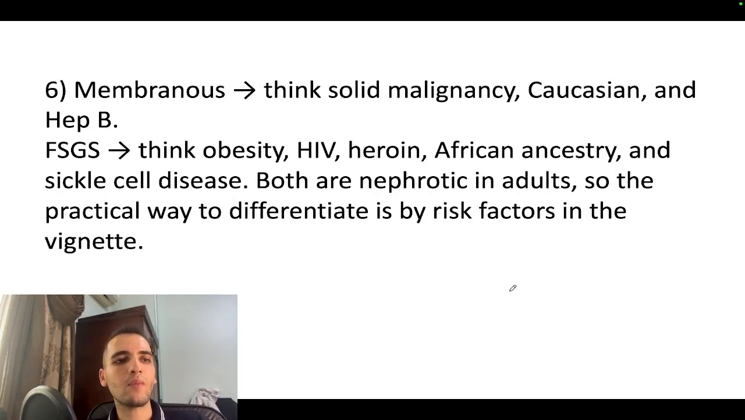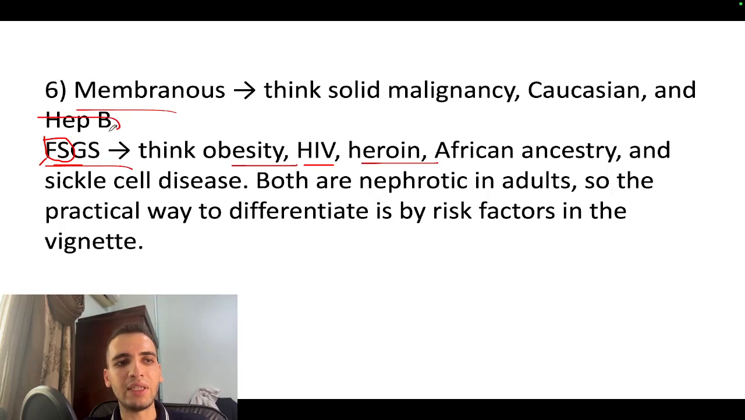Okay. Now, the next concept is nephrotic in adults. The most important two are membranous and focal segmental, and the only way to differentiate between them is really the risk factors. Membranous, think about solid malignancy, like lung cancer, think about infections like hepatitis B, think about drugs like penicillamine and gold, and think about Caucasians and Asians. But on the other hand, the focal segmental, I remember the F and S for African American, F and S for sickle cell disease. It's also associated with obesity, with HIV, and with heroin.